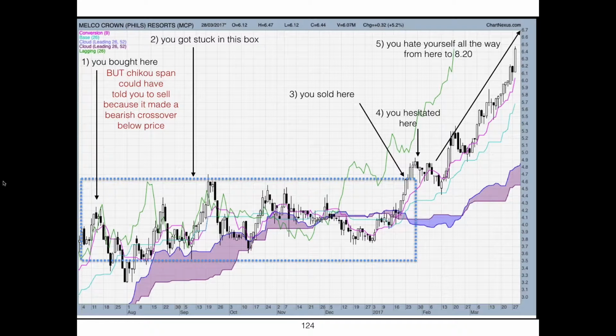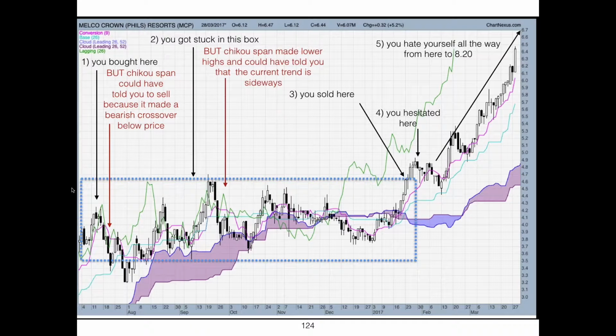Now, in number 1, you bought here, but the Chikou span could have told you to sell because it made a bearish crossover below the price. You see that Chikou span breaking below the price? You got stuck in this box, but the Chikou span made lower highs and could have told you that the current trend is sideways. Notice the Chikou span making a lower high.